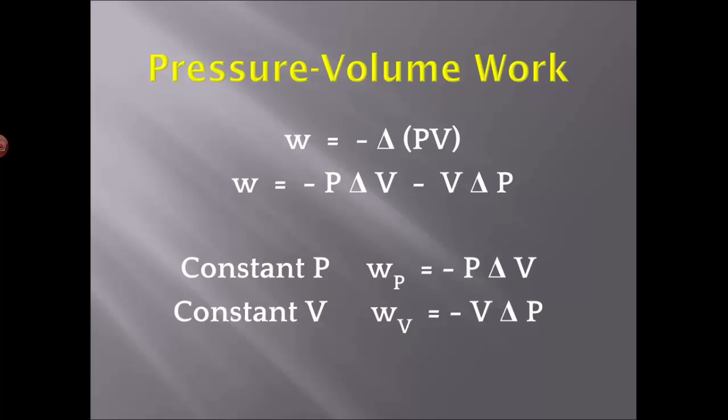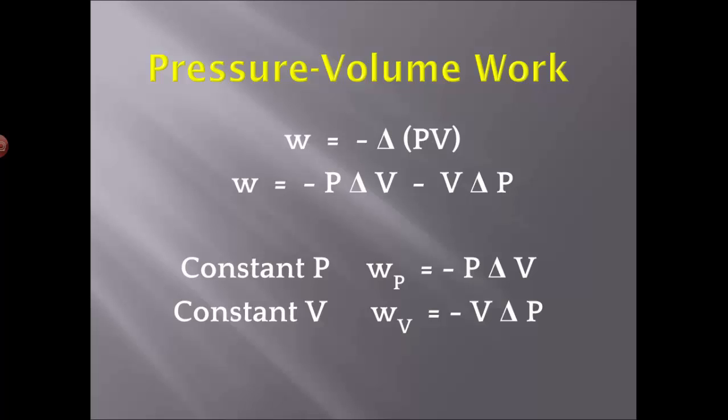And if we distribute the negative delta over, we get work is equal to negative P delta V minus V delta P. Okay? So in other words, work contains pressure and a change in volume, also a volume term and a change in pressure. But that's too much going on. So we often talk about work at constant pressure or constant volume.